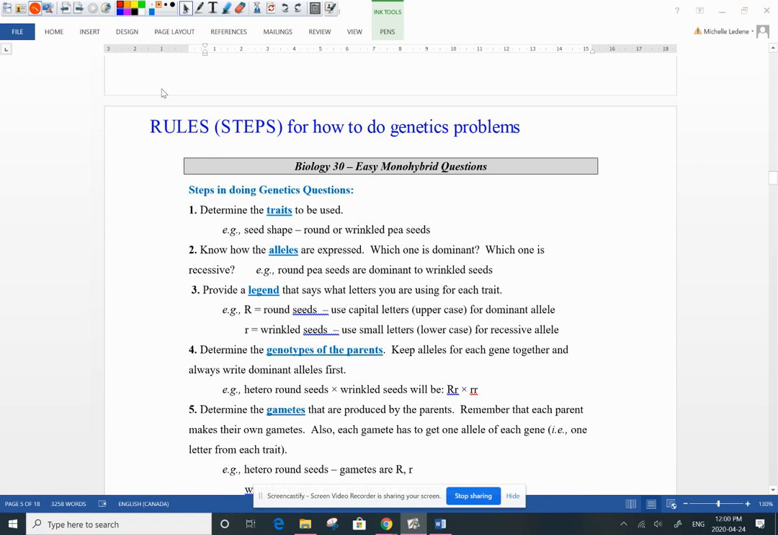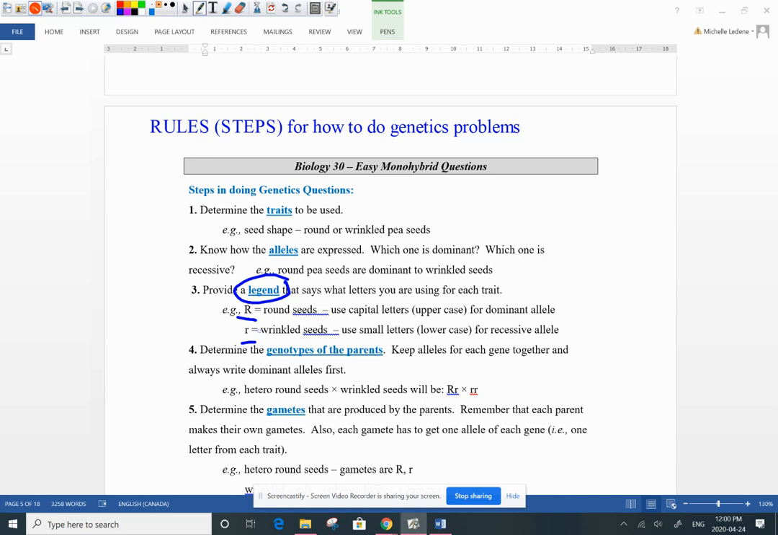So how do you do genetics problems? You've probably clued into this already, I've talked about this a fair amount. Figure out what trait it is. Is it round or wrinkled? Is it tall or short for pea plants? Know what the alleles are, and then set up a legend. Every question you should be writing a legend. What does big R mean? What does little r mean? In our example here, big R is round seeds, and it is dominant. That means little r is recessive.